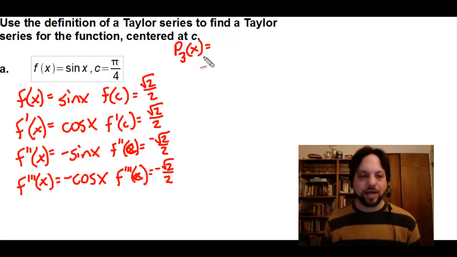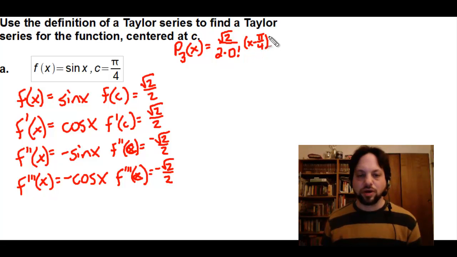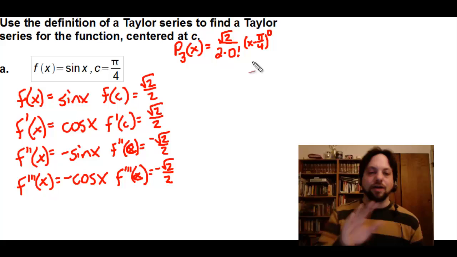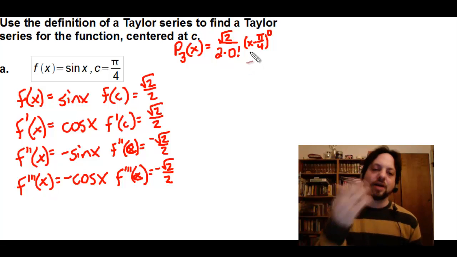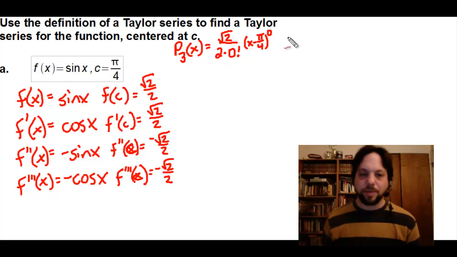Taylor polynomial for x. So if we do that, of course our first term is going to be square root of 2 divided by 2 times 0 factorial. Don't forget the factorial as you're building these terms. And we'll have x minus pi over 4 to the 0 power. Now, of course, that whole thing can be simplified, but just for the sake of looking for a pattern, I'll leave it written out like this.